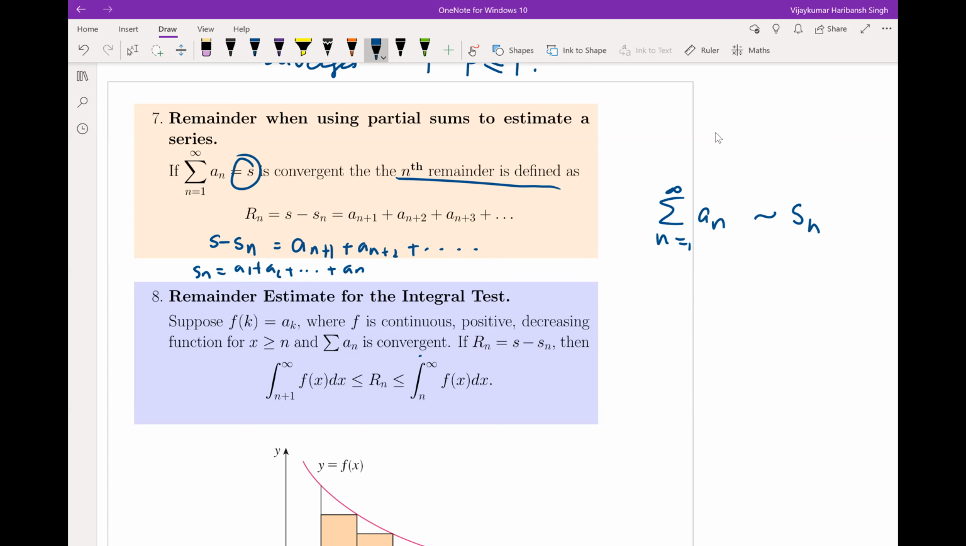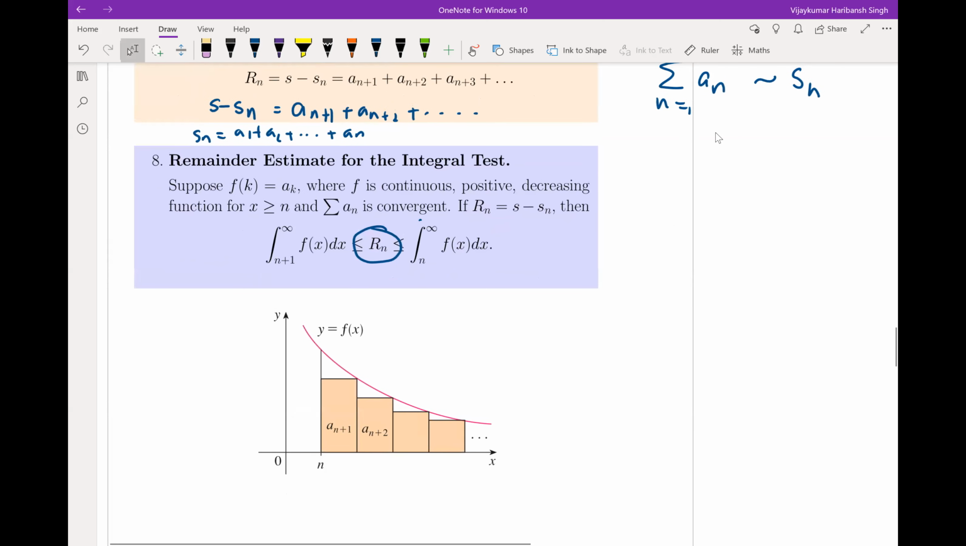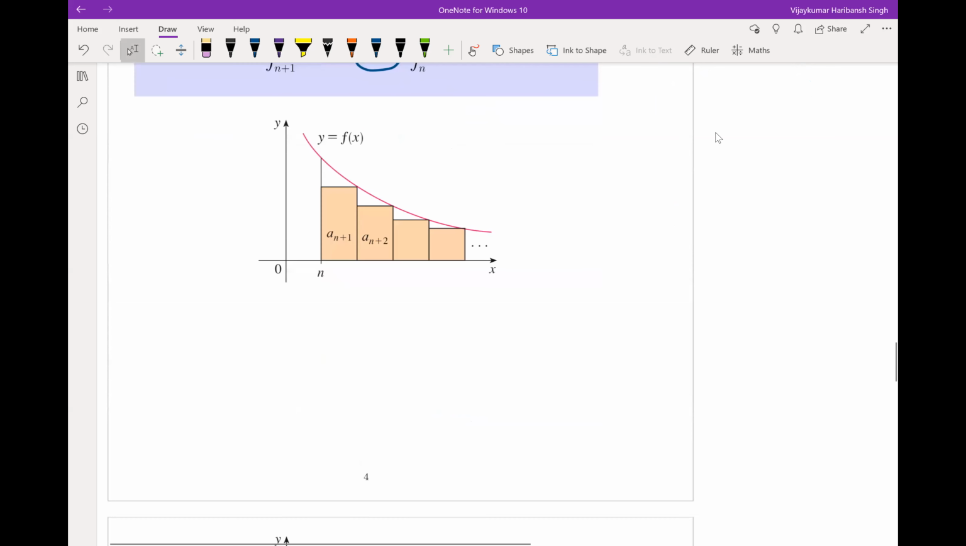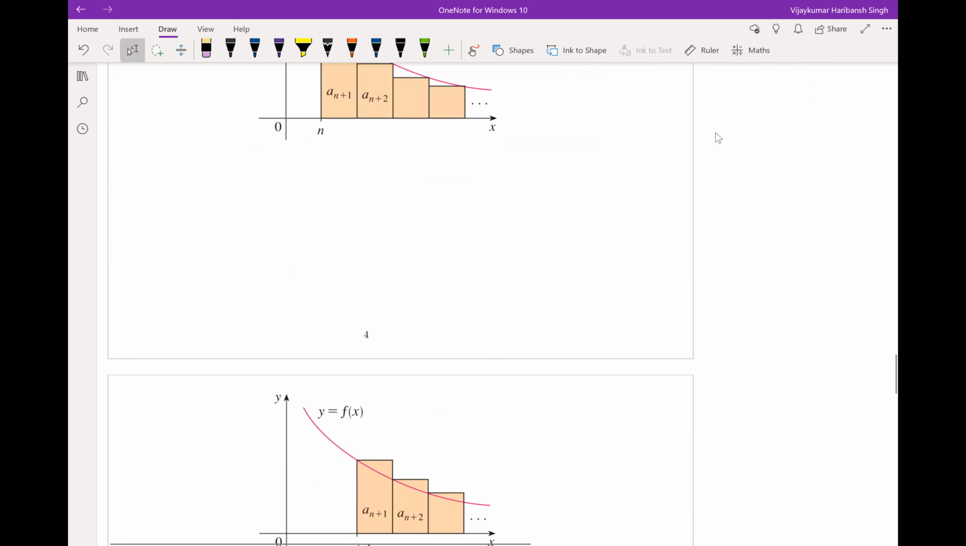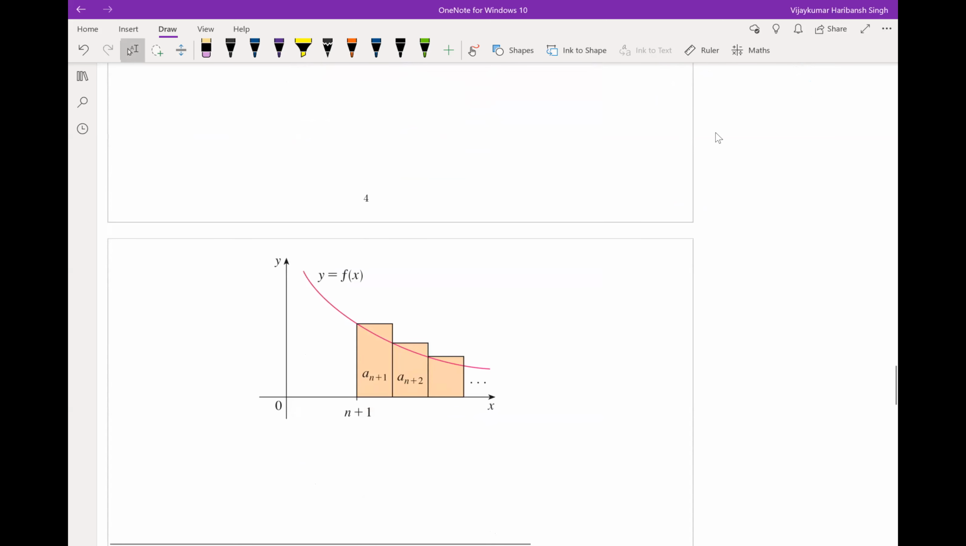Then if your Rn is between s, then your Rn is s minus Sn. That is what the definition is. So in that case, we have the following estimate for Rn. The estimate for Rn is, it is between the integral from n plus 1 to infinity of f of x dx and the integral from n to infinity of f of x dx. So Rn is sandwiched between these two integrals. Okay, so let's do a problem on this.